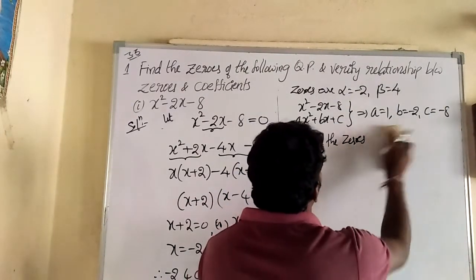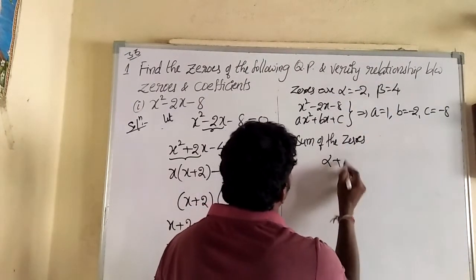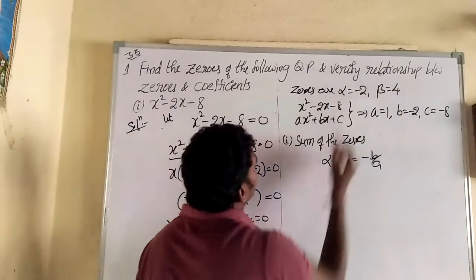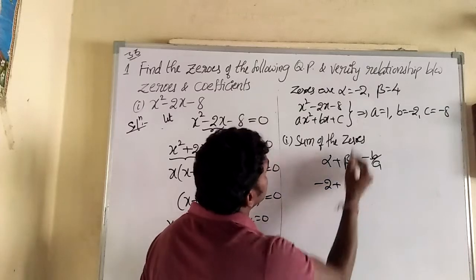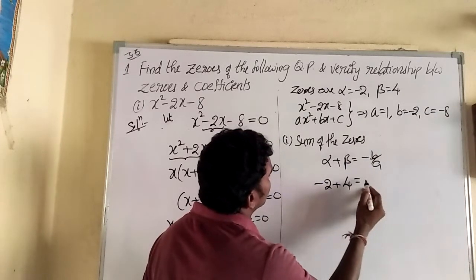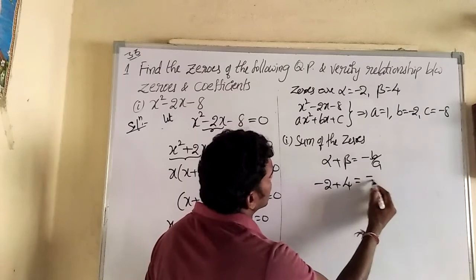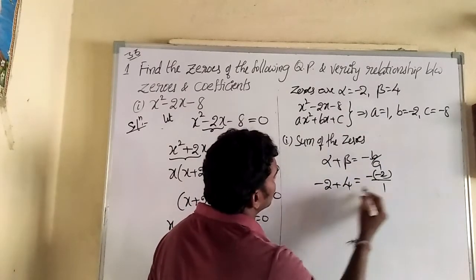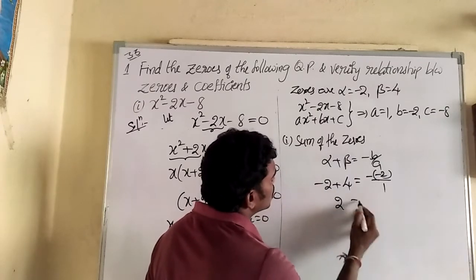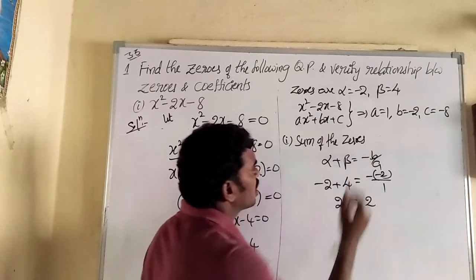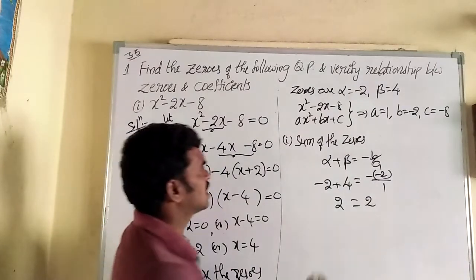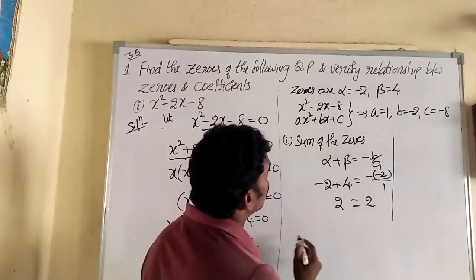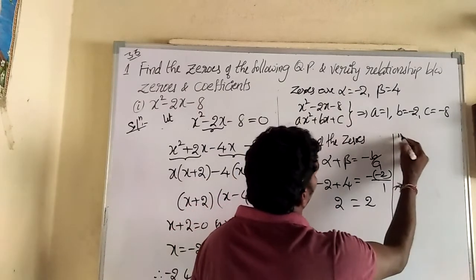Sum of the zeros, alpha plus beta, is equal to minus b by a. Alpha is minus 2 and beta is 4, so the sum is 2. And minus b by a is minus of minus 2 by 1, which is 2. So it is satisfying. Yes, it is satisfying. Next, the second one is the product of the zeros.